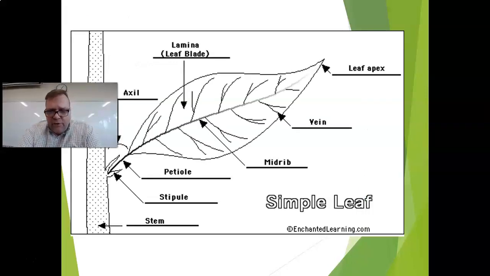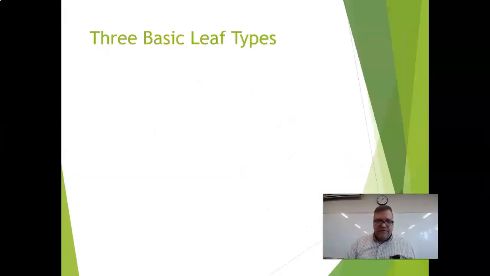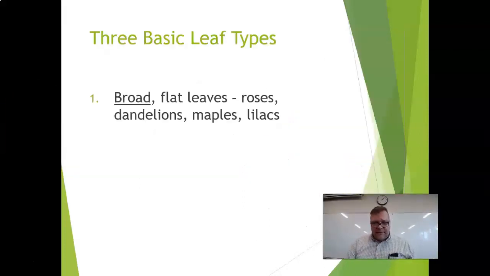All right, hopefully you got the leaf blade, lamina, the apex, the vein, the midrib, the petiole, stipule, stem, and the axil. The axil is pointed right there. I'll move my picture again so it's a little bit out of your way. Perfect.